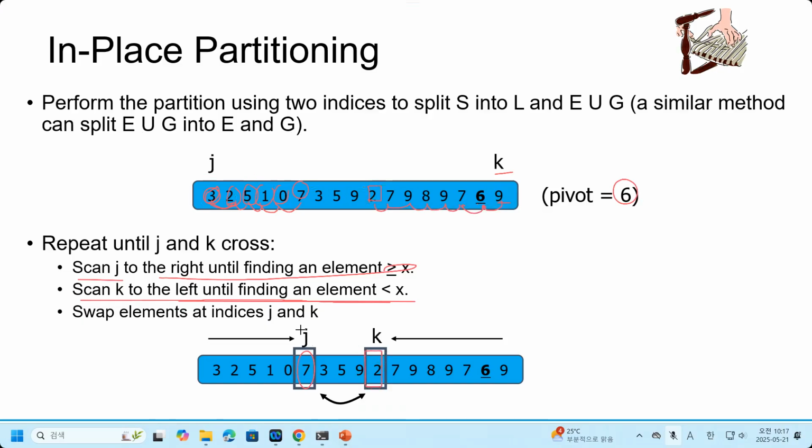Because we now have this as j and this as k, we swap. So now it becomes 2 here and 7 there. Then we repeat this process.